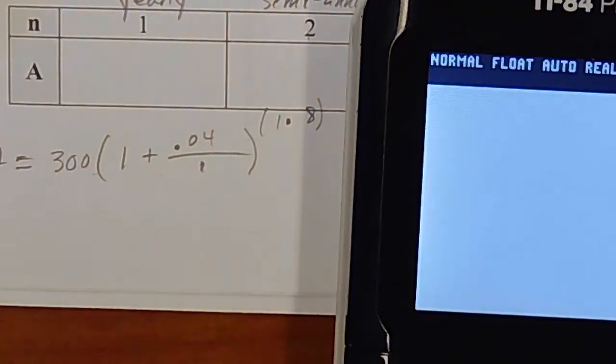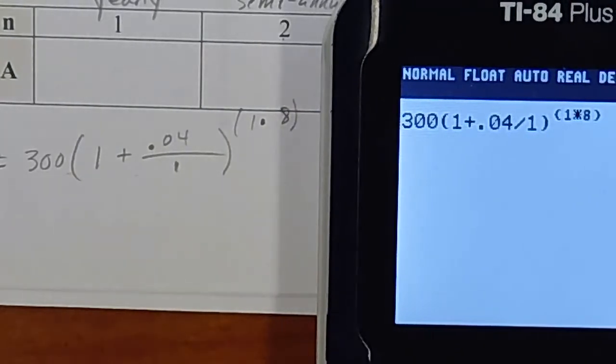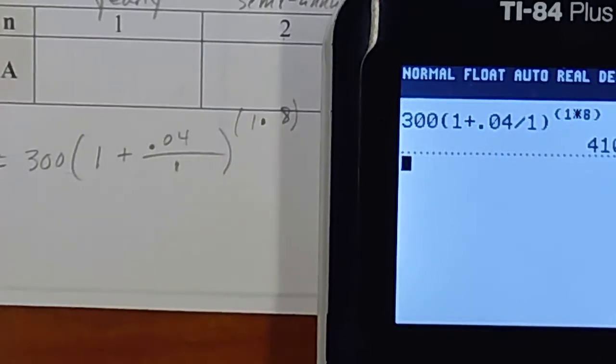We got 300 parentheses 1 plus 0.04. I know divided by 1 is 0.04, but I'm going to hit divided by 1 just so that I can type over it for the next one. Raised to... And if it didn't put it up there, you probably want to put parentheses around your exponent just to be safe too. I don't technically need it, but I'm going to do it anyways. Okay, hit enter, and it's that simple.